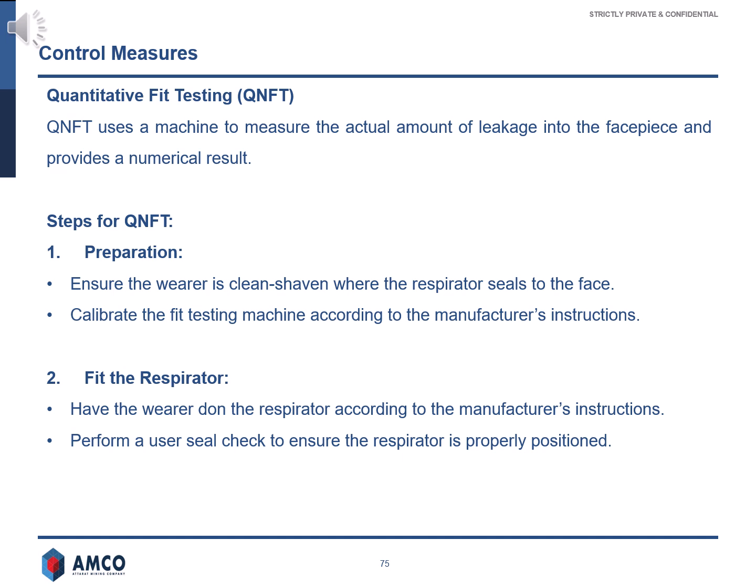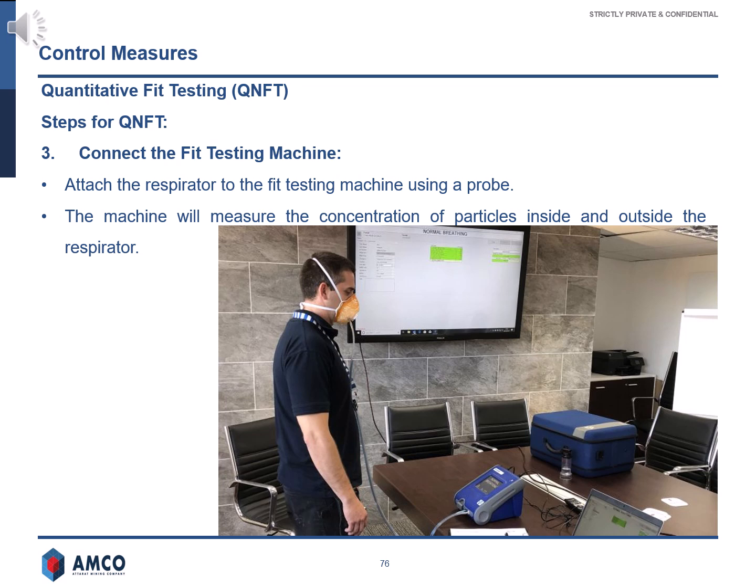2. Fit the respirator. Have the wearer don the respirator according to the manufacturer's instructions. Perform a user seal check to ensure the respirator is properly positioned. 3. Connect the fit testing machine. Attach the respirator to the fit testing machine using a probe. The machine will measure the concentration of particles inside and outside the respirator.